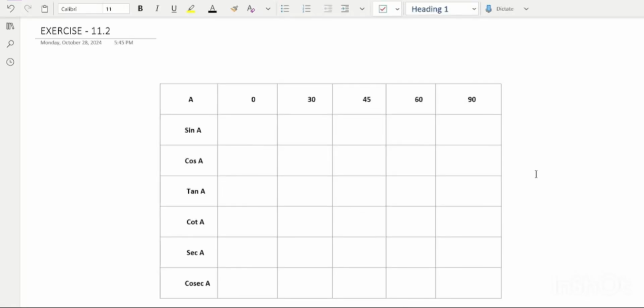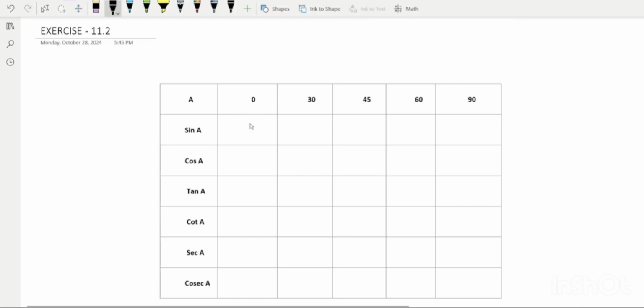Okay, today we are going to start the next exercise, 11.2. You need to know the trigonometric table to solve the problems in exercise 11.2. Now let us start the table here.